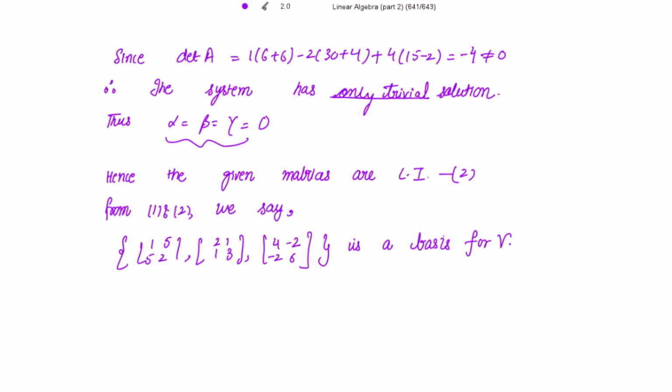So from 1 and 2, 1 is what? That every element of V is a linear combination of these matrices, and secondly, the given matrices are linearly independent. So from these two, from 1 and 2, we say that all these matrices form a basis for V.